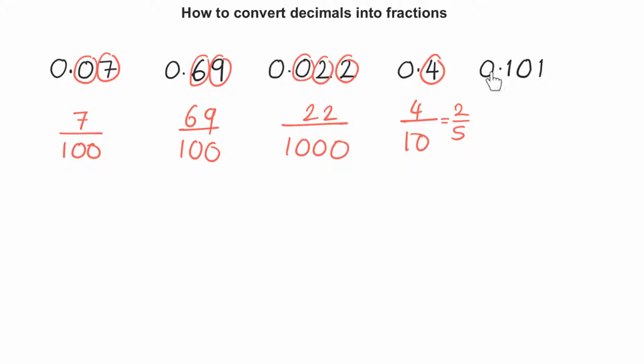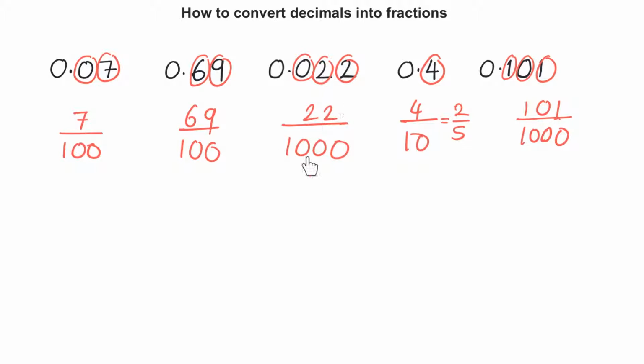The next one, 0.101. How many decimal places? 1, 2, 3. So I write that over 1000. And I write the number 101 over the 1000.